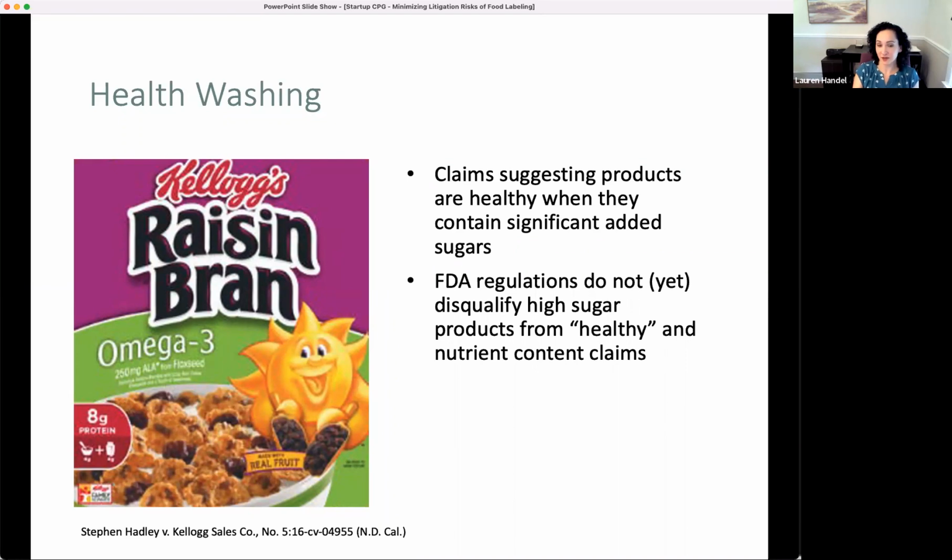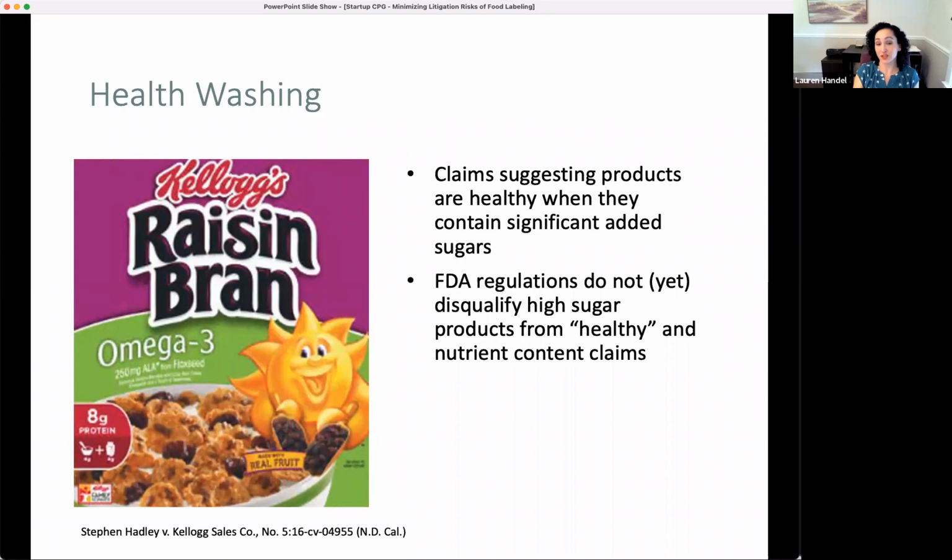So it's not necessarily that the product says healthy on it anywhere. This is an example of one that does not. Right? So the Raisin brand just has these various representations that it's made with real fruit, and it calls out omega-3s and protein content. And there were other things about the label and advertising that the plaintiffs pointed to say it's being represented as a healthy choice, but because of its sugar content, it's really not.